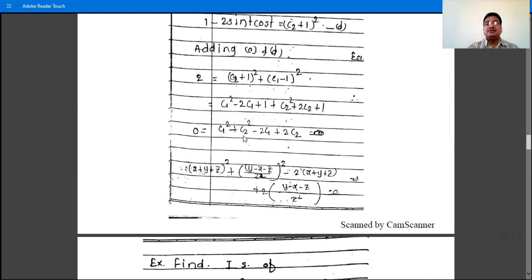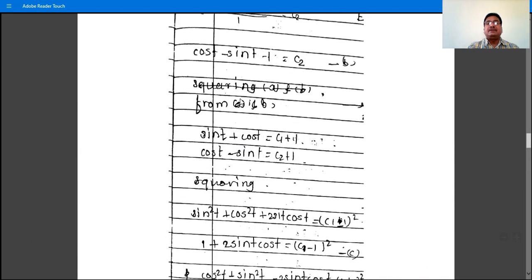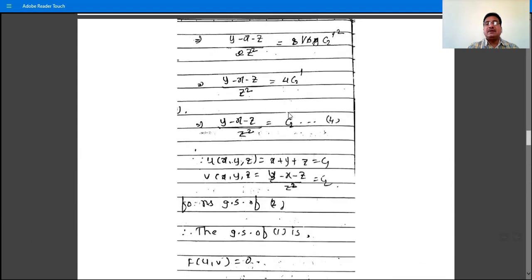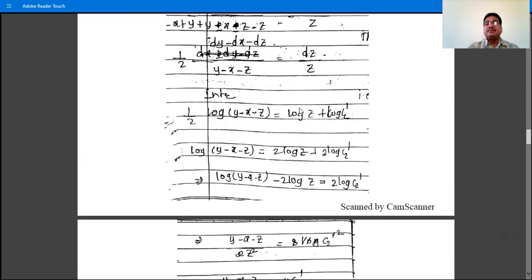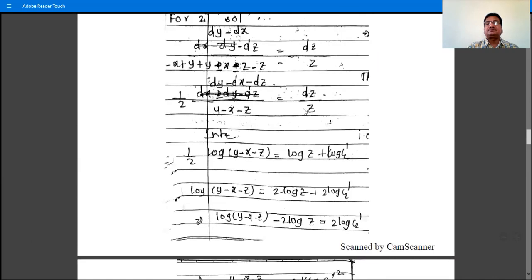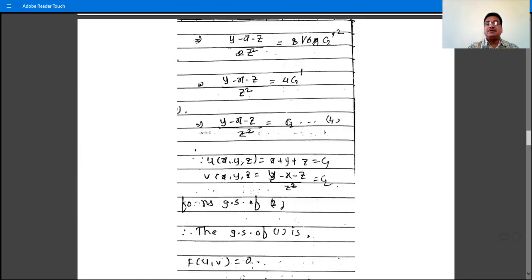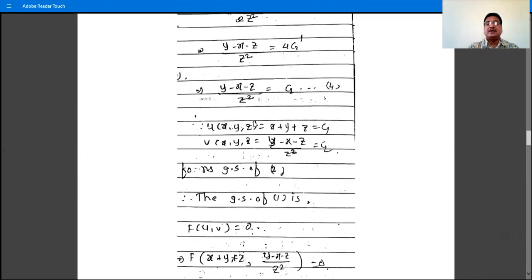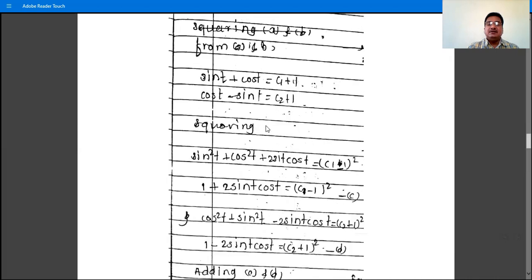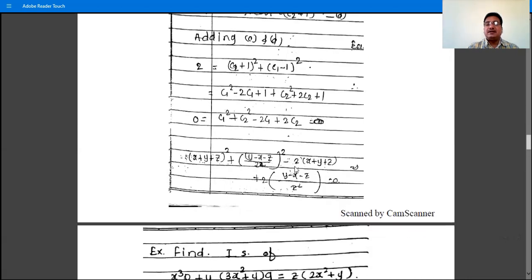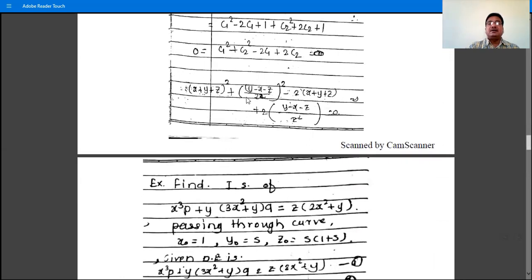Just substitute the values of c1 as x plus y plus z, from equation number 3. C1 is x plus y plus z, and C2 from equation number 4 as (y minus x minus z) by z square in this relation. Substitute C1 and C2. So we have this, and this is the required integral surface, that is the integral surface passing through the given curve.